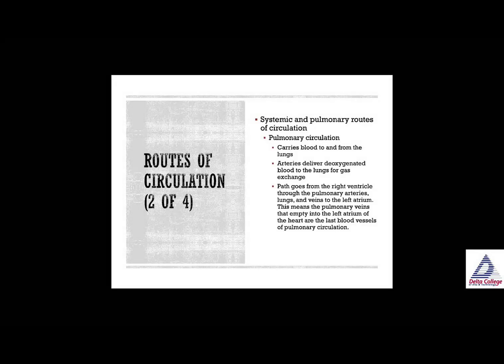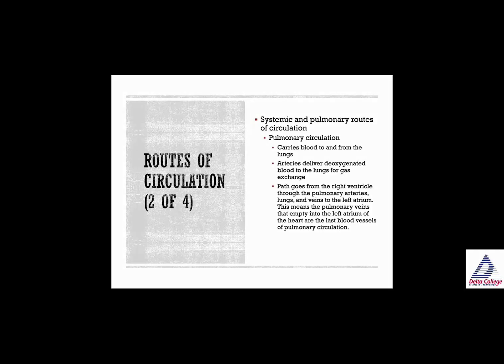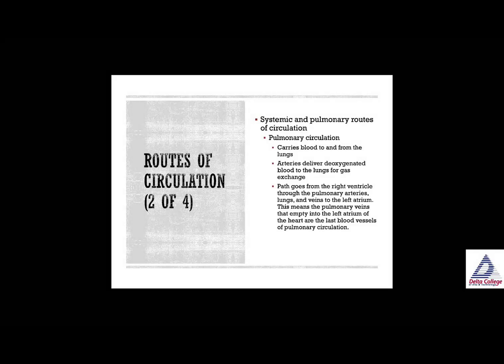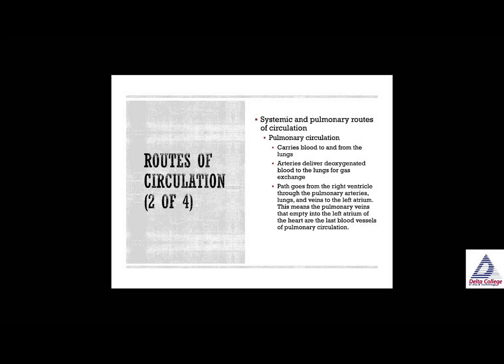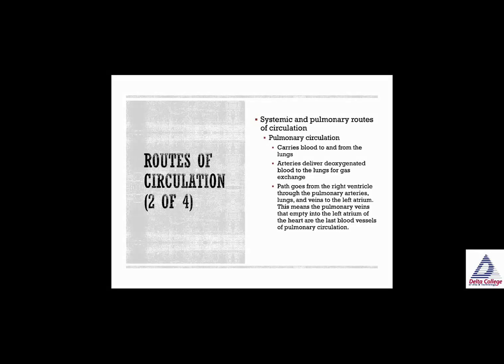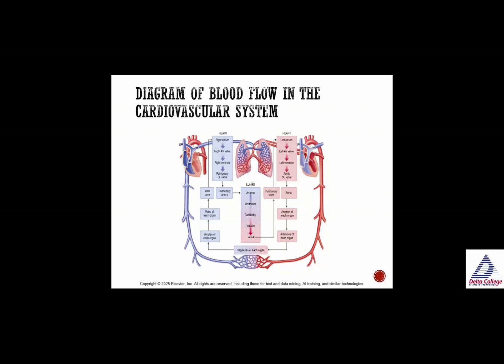So the path goes from the right ventricle through the pulmonary arteries to the lungs, and the veins bring oxygenated blood back to the left atrium. This means that pulmonary veins that empty into the left atrium of the heart are the last blood vessels of pulmonary circulation. It's very closed: heart, lungs, back to heart. This shows a diagram, but you feel free to study this. However, I've already summarized this for you.